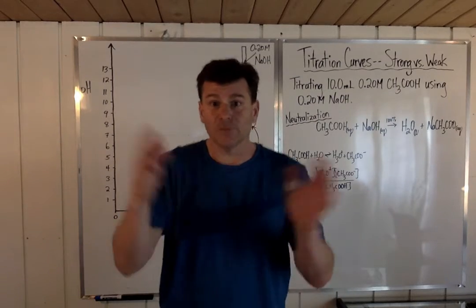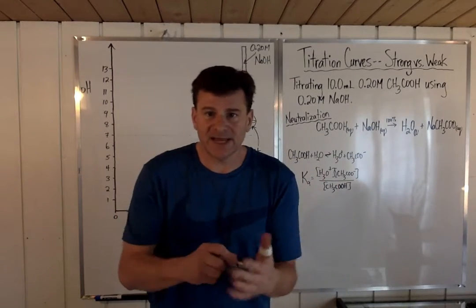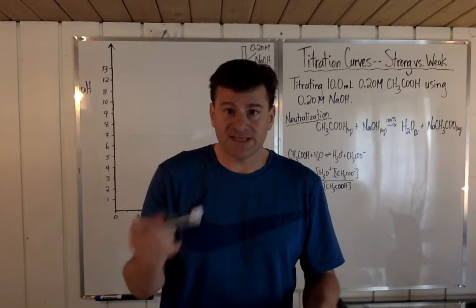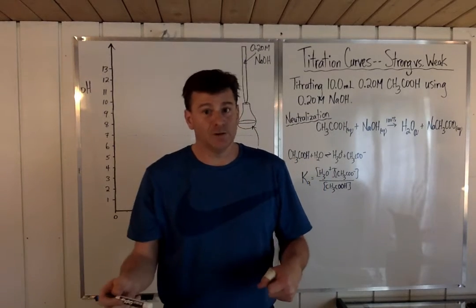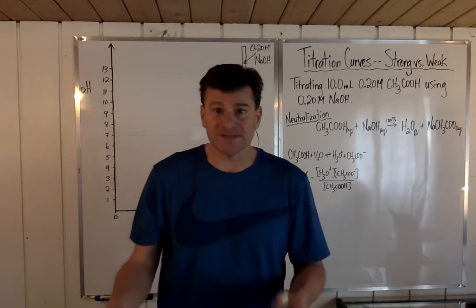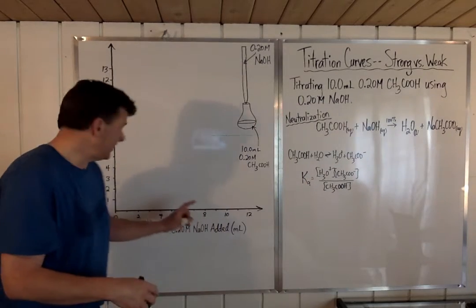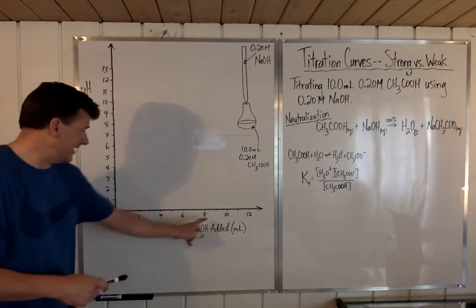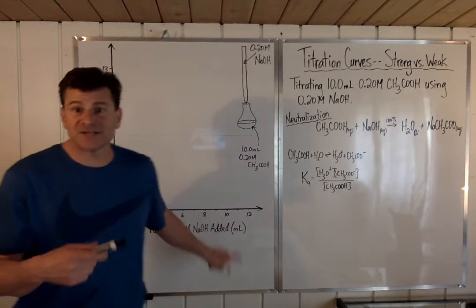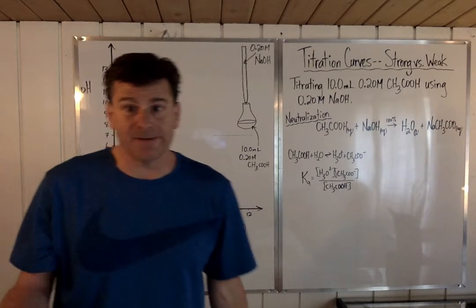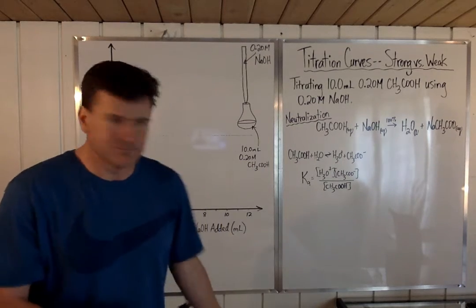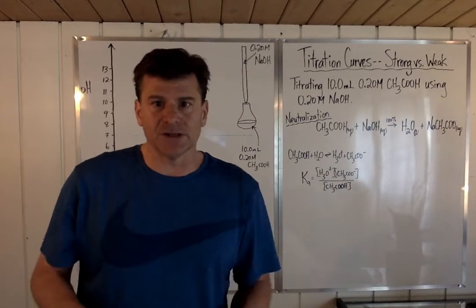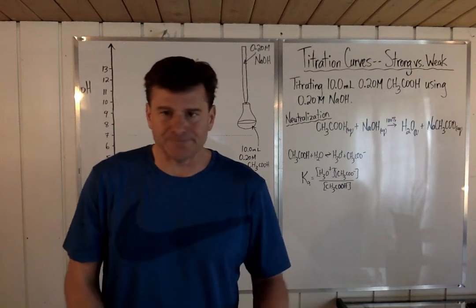So you can already guess that a 10 ml sample of 0.2 molar acetic acid is going to require 10 mL of 0.2 molar sodium hydroxide to reach equivalence. So we already know when I come over here to my volume of base added, that at 10 milliliters, that's where my equivalence point is going to be. Okay, it's going to be at that volume right there. But there are some other unique features along the way that we need to get into.